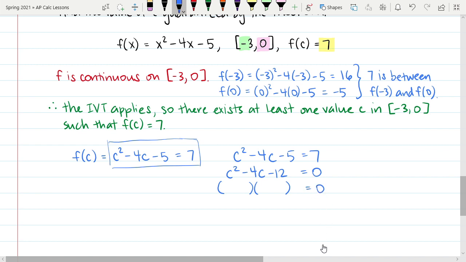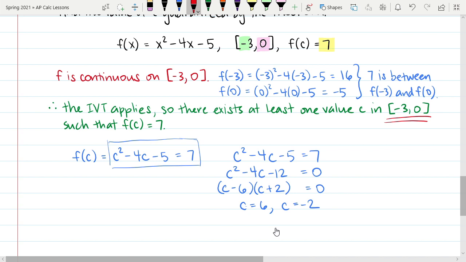By the way, if you do leave them with x's instead of c's, it's fine. It's not that big of a deal. So I've got (c minus 6)(c plus 2). Now if I set each of those equal to 0, I'm going to end up with c equals 6 and c equals -2. Now, that's two values. Remember, the theorem says there has to exist at least one in the interval. Here's the problem. Remember the interval that we're talking about here. We're talking about the interval [-3, 0]. Are both of these values of c in that interval?